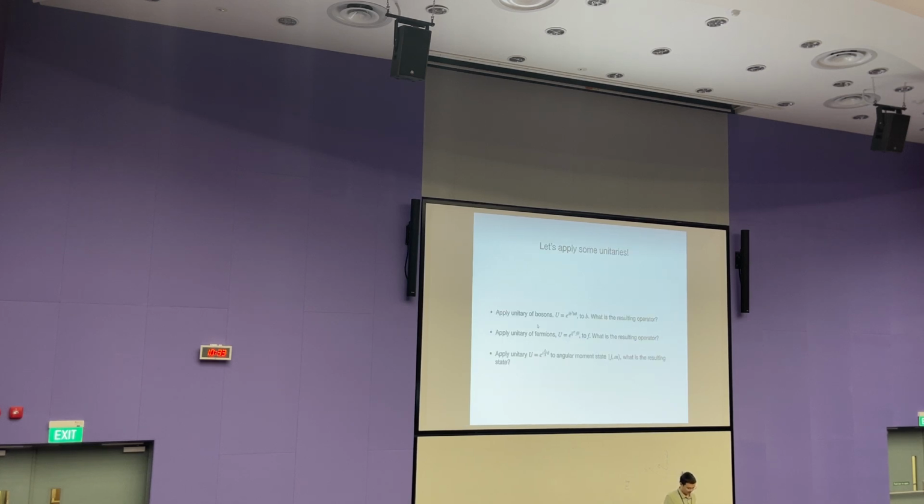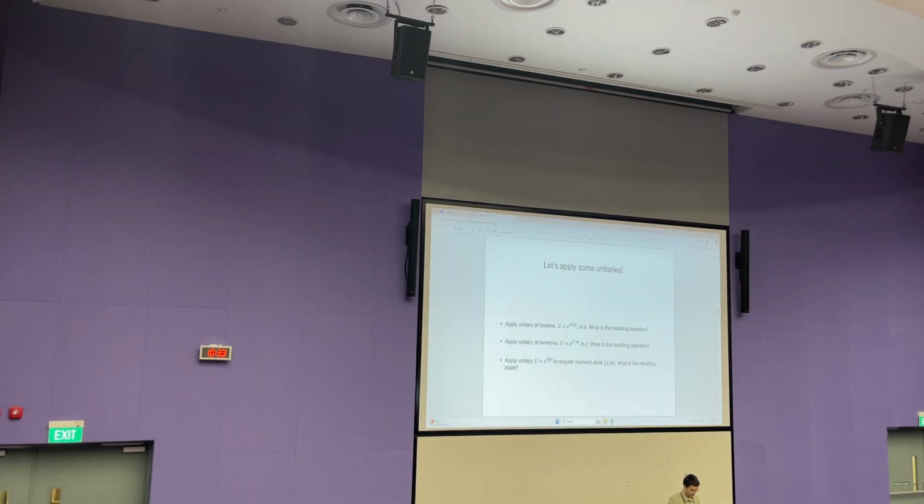Okay. Let's just play this game for some examples. So consider bosons or fermions and act this unitary on these operators. Let's see what is the resulting operator, and acting this unitary on this state, what is the resulting state?